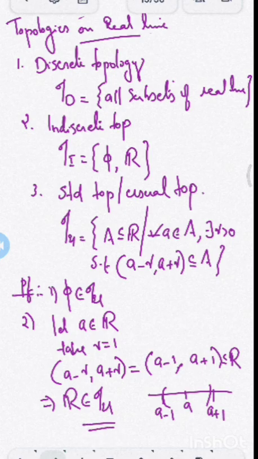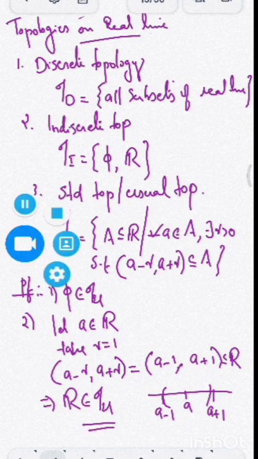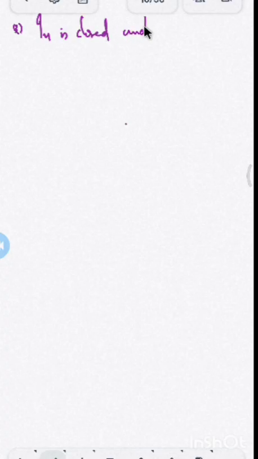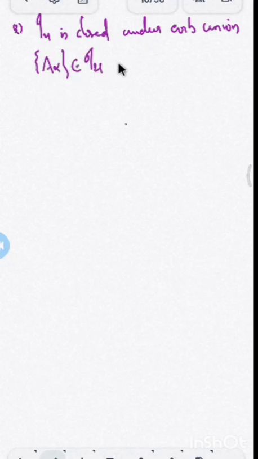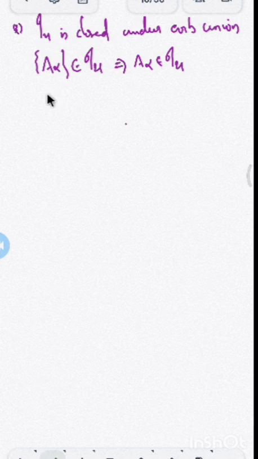Now, we have to verify two more axioms. The third axiom is that tau u is closed under arbitrary union. For that, I consider some collection of sets from tau u. Suppose the collection of A alphas are members of tau u, which implies every A alpha is a member of tau u. Now, we have to prove that the union over alpha of A alpha belongs to tau u. So, the union of A alpha should have that property. For that, let a be a member.